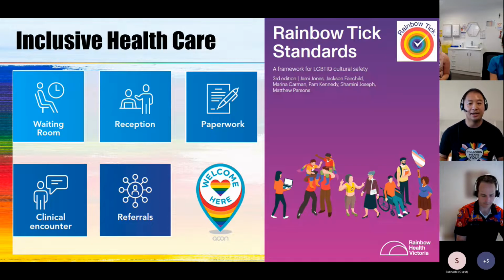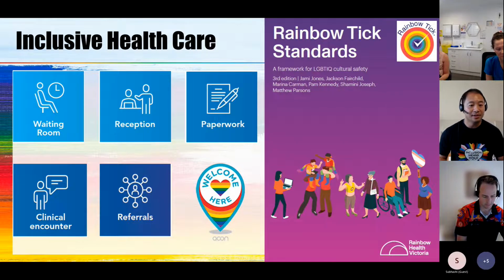So on the healthcare side of things, what can we do as doctors to look after our patients better? I can show you here the Rainbow Tick Standards, by a group down in Victoria. They have a really good manual, very easy to read, and it takes you through, in a checklist style, the different areas they think are important to build that inclusion. And that's a really good way to start.